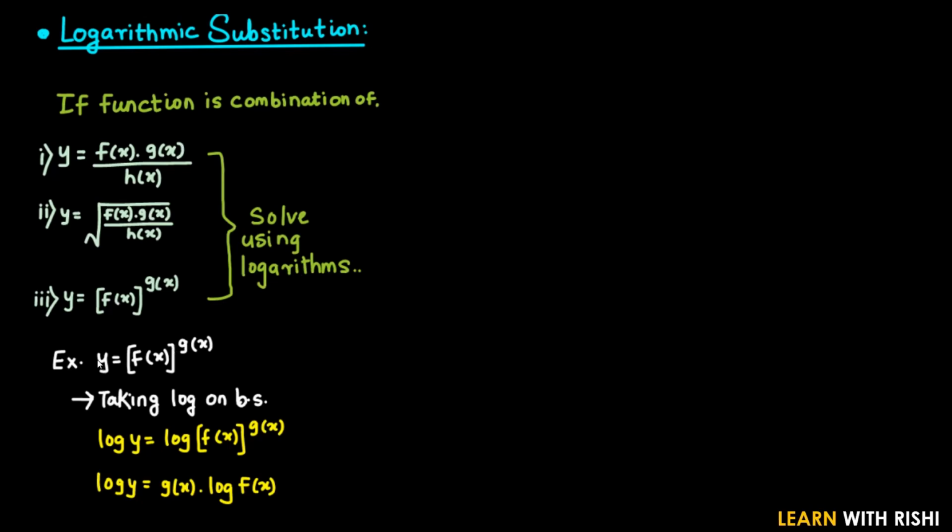So for example, if you take y is equal to f of x raised to g of x. So this is function raised to function. So if you take log on both sides, this will become log y is equal to log of f of x raised to g of x. Now here we will apply the property of log. Log of a raised to b is nothing but b log a. Similarly, log of f of x raised to g of x will become g of x into log of f of x. So to solve such kind of functions, we make use of logarithmic substitutions and we apply the logarithmic properties.